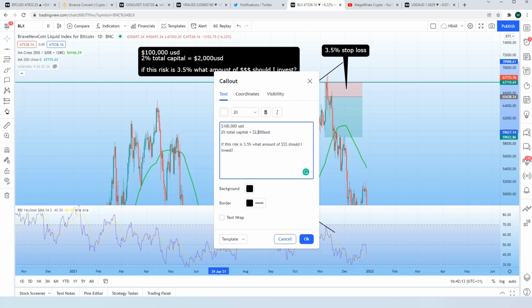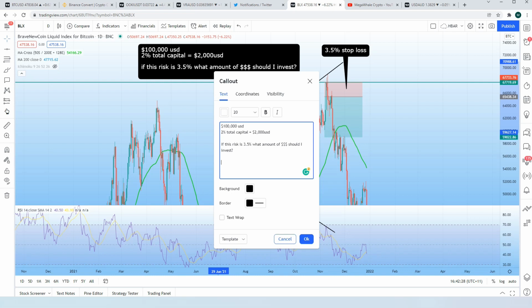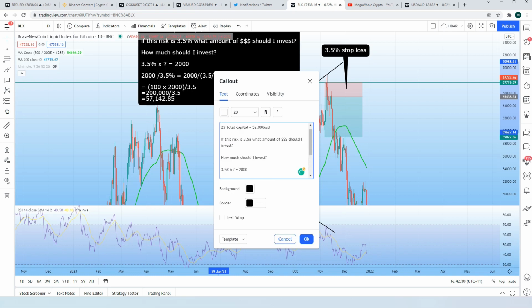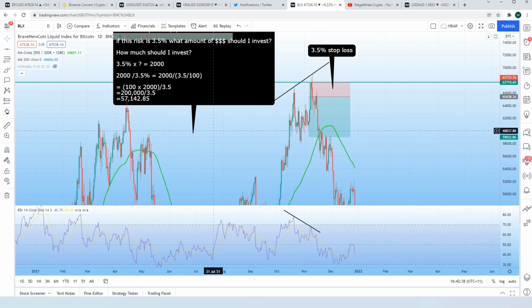So first off, we know we have $100,000. We're happy to lose 2% of that, and we know the risk is 3.5%. So all we need to find is what amount of money is a $2,000 loss at 3.5% stop loss. So this is how we do it. 3.5% of what amount of money equals a loss of $2,000. So we're going to walk you through it. This is how we do it over here.